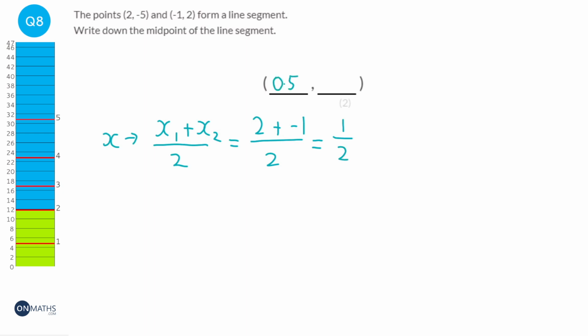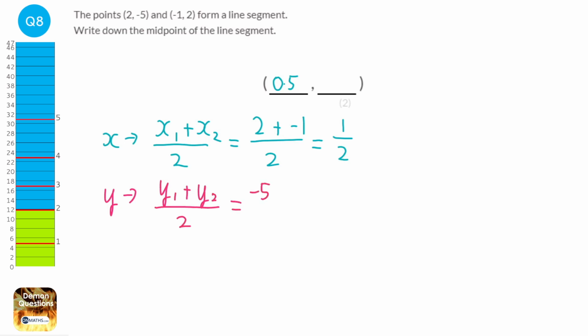0.5. We can do the same thing for the y coordinates, and the formula is the same, but just with adding the y coordinates together and dividing by 2. So it's going to be -5 plus 2. All of that divided by 2. So that's going to be -3 over 2, or -1.5.